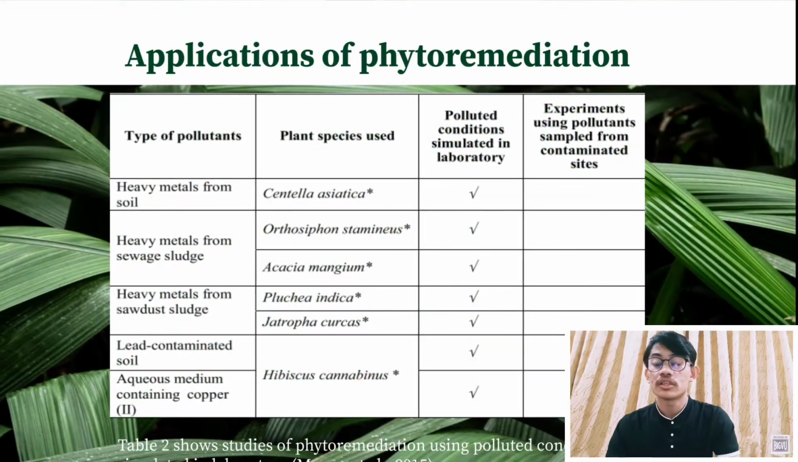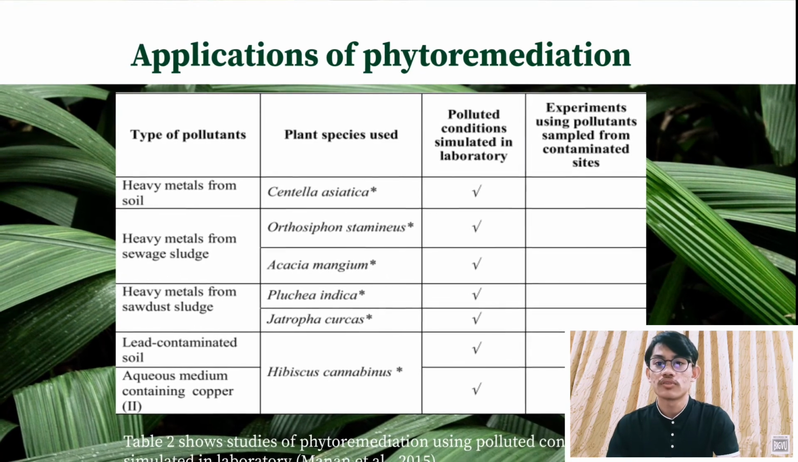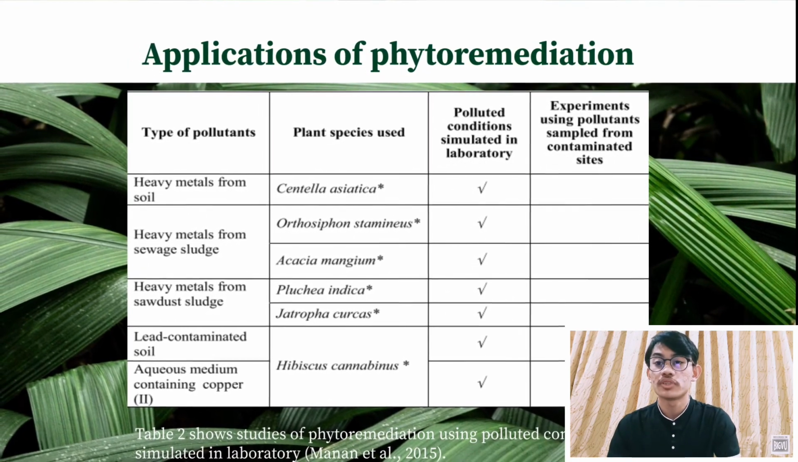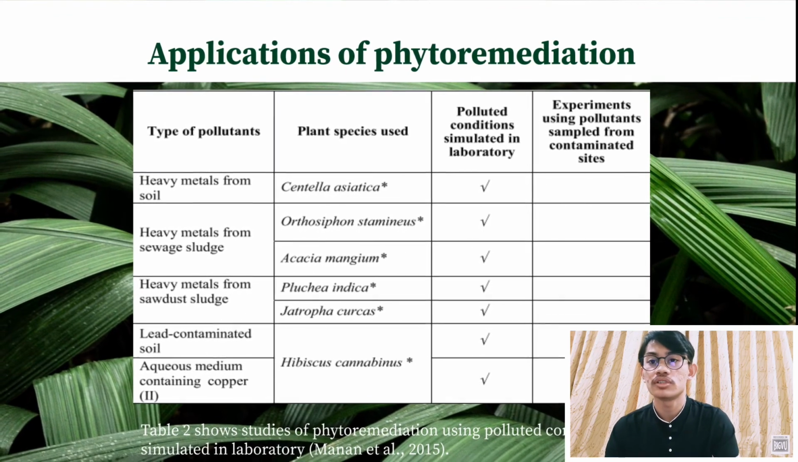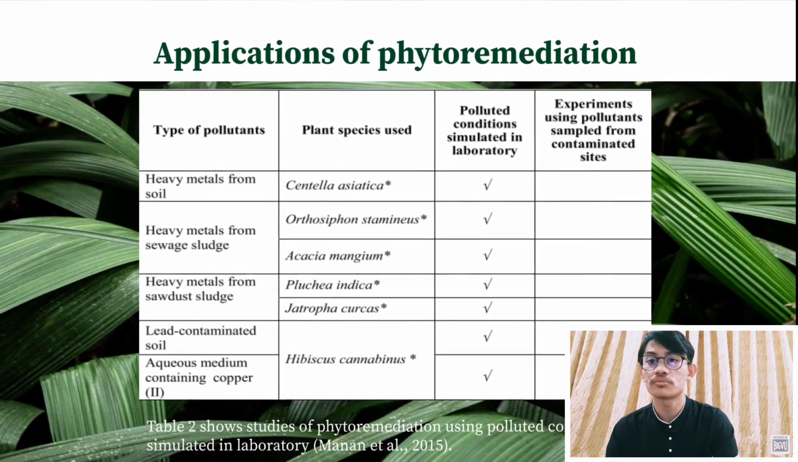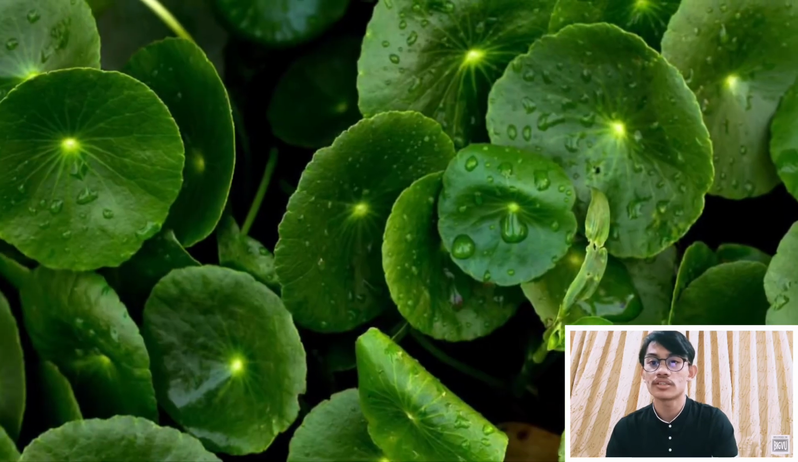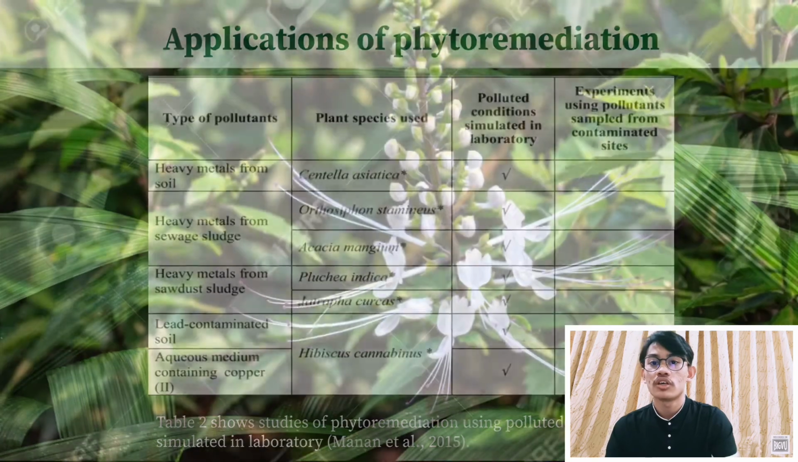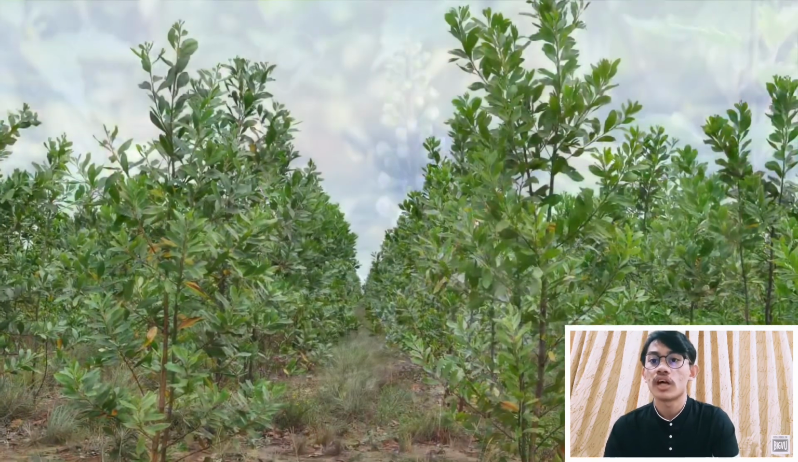Table 2 shows the application of phytoremediation which has been simulated in the laboratory. For example, the applications simulated include heavy metal removal from soil, for which plant species such as Centella asiatica can be used, and heavy metal removal from sewage sludge, which can be performed by Autosiphon staminus or Acacia mangium.